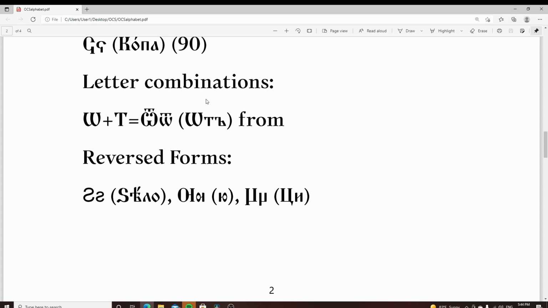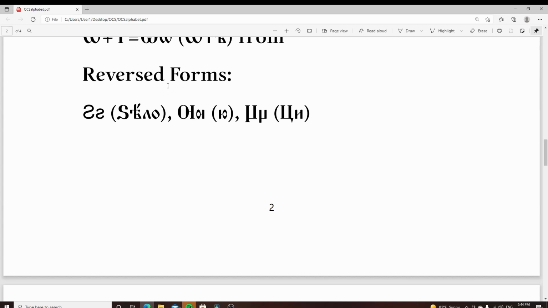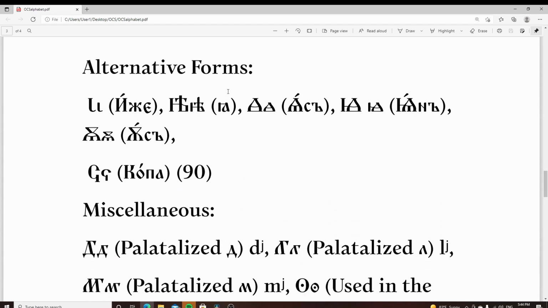For letter combinations, when you have the omega and the te combined together, it creates ota, which means from. Now we have reversed forms. These are special letters that are the exact same, but just reversed, as you can see in some manuscripts. You have the reversed zalo, the reversed u, and the reversed c. Then you have alternative forms. Here's an alternative form of ije, ya, ens, yen, and ons. And, as I mentioned earlier, copa can be alternative for the number 90.